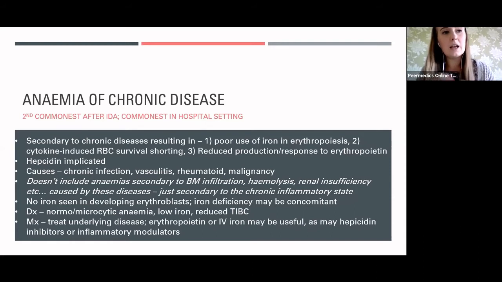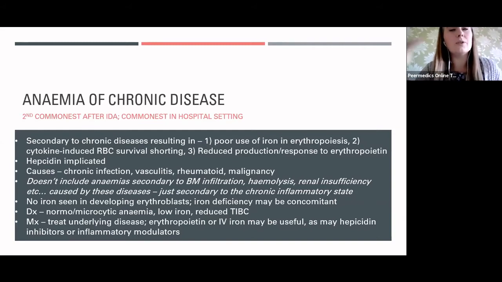And it's not generally the name that we give to anemias that are caused secondary to hemolysis or bone marrow infiltration, because they themselves are due to a different pathology. You don't tend to see a lot of iron in the developing progenitors because the whole process isn't happening as it should, but very often you will get iron deficiency anemia as well. And like we said before, it can be normocytic or microcytic.